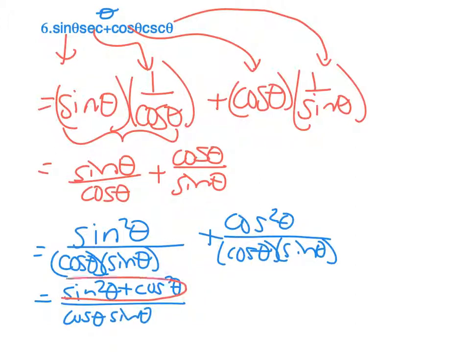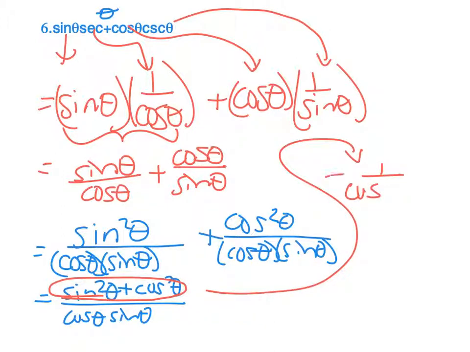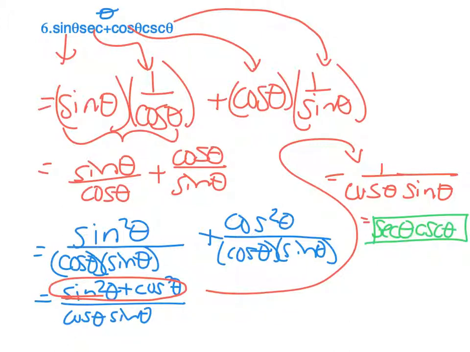This is one of your identities. Sine squared plus cosine squared is 1. So 1 over cosine theta sine theta basically gives me secant theta cosecant theta. And that's my final answer.